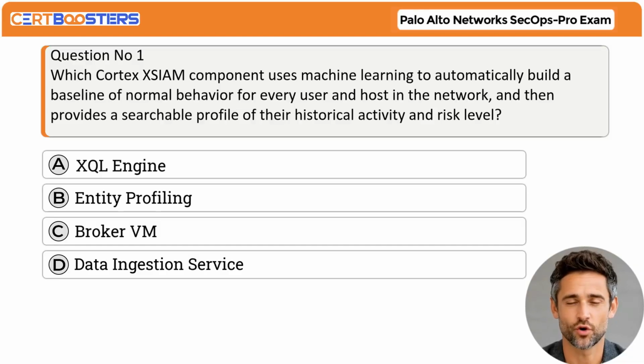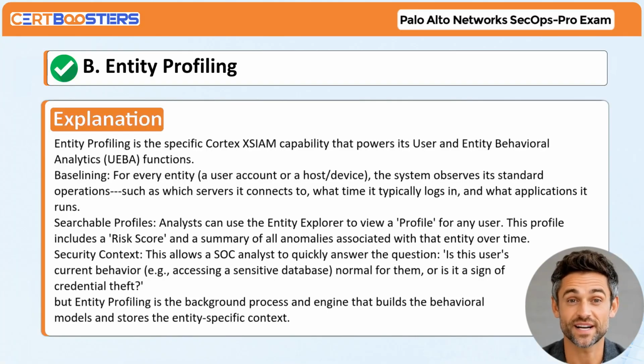Question number 1. Which Cortex XSIAM component uses machine learning to automatically build a baseline of normal behavior for every user and host in the network, and then provides a searchable profile of their historical activity and risk level? A. XQL engine. B. Entity profiling. C. Broker VM. D. Data ingestion service. Correct answer, B. Entity profiling.